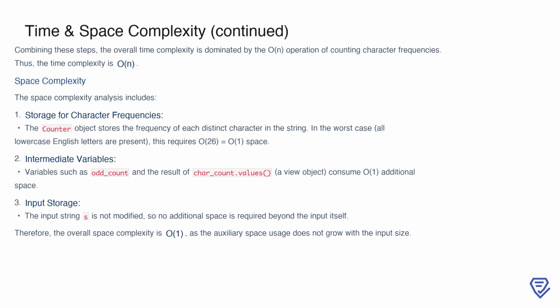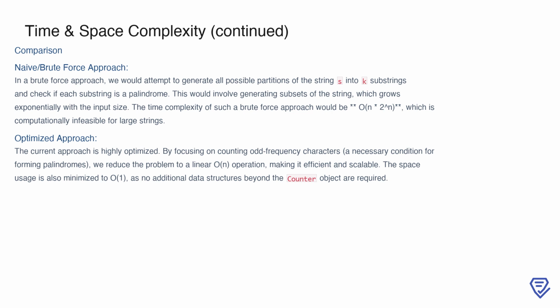To better understand the efficiency of the current approach, let's compare it to a naive brute force method. In a brute force approach, we would attempt to partition the string s into k substrings and then check if each substring is a palindrome. This would involve generating all possible subsets of the string, leading to a time complexity of O(n*(2 to the power of n)). Such exponential growth is computationally infeasible for larger strings.